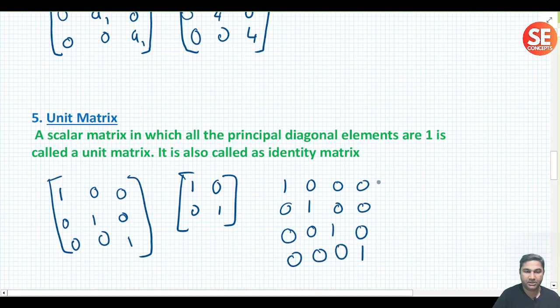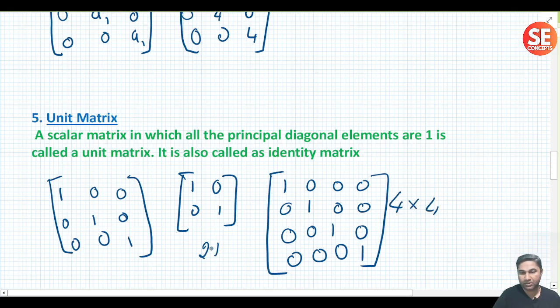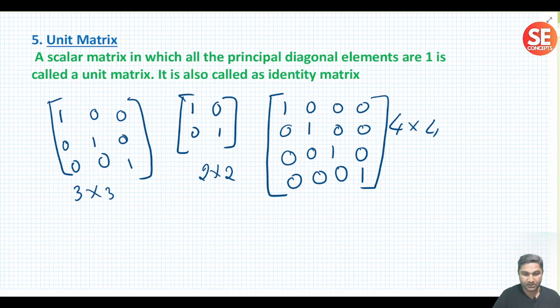hope you guys are understanding what I am telling. This is of the order of 4 cross 4. This is 2 cross 2. This is 3 cross 3. This is the unit matrix. One more we have is something called a symmetric matrix. Just a minute, I'll copy and paste here.